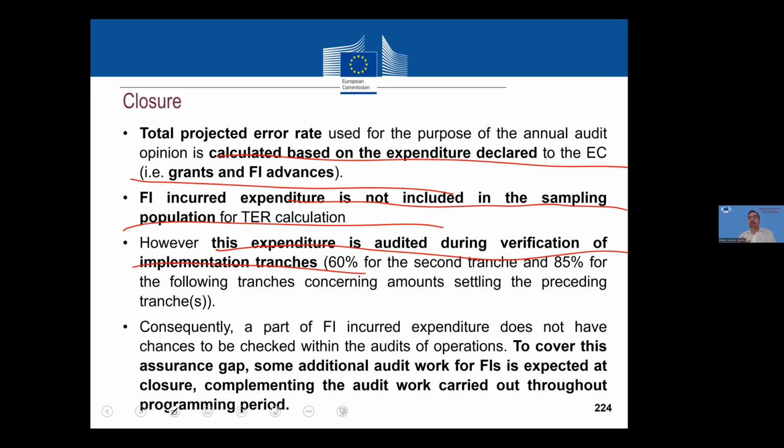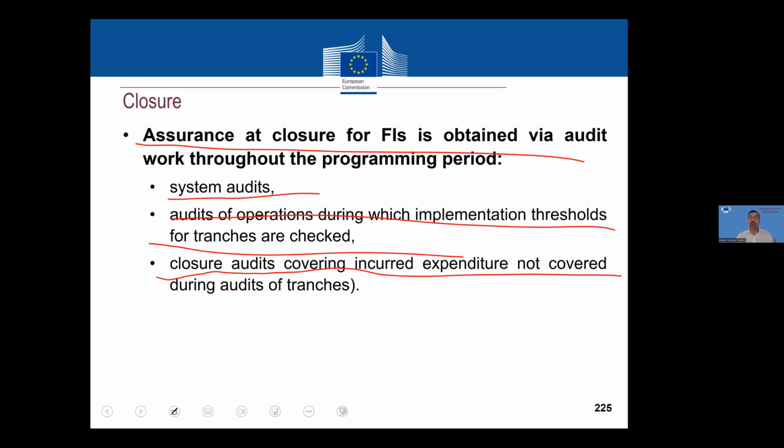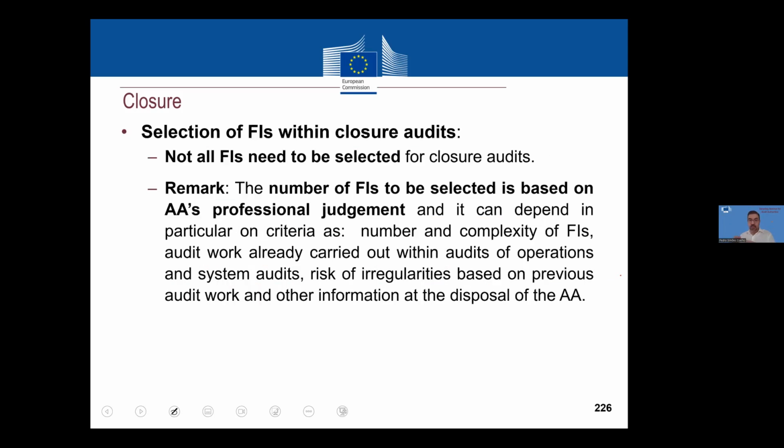What is this type of work that is expected? It is a type of work basically complementing the audit work that you have already carried out during the programming period. First of all, let me remind you that the assurance that you get at closure for the financial instrument is obtained in different ways: through systems audits, through the audit of operations during the implementation of the thresholds for the tranches as we have just seen, and finally, a new thing, through the audits at closure, covering the incurred expenditure not covered in the audits of the tranches. There will be some new expenditure that has not been audited during the audit of the tranches.